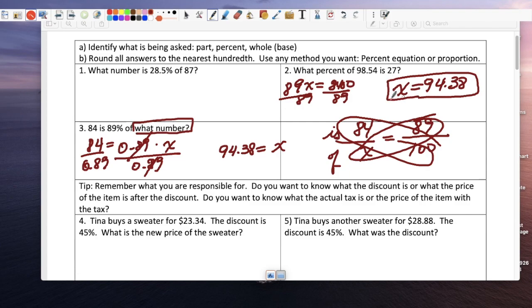So whether you use a percent proportion or an equation, you get the same thing. Okay. Now with a percent proportion, it's easier to identify what we want. And in this case, what number we were looking for, the total. Okay.